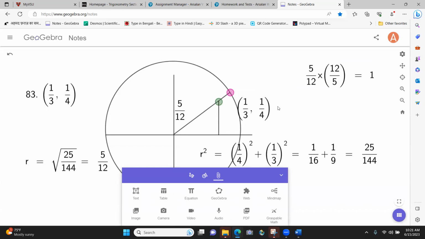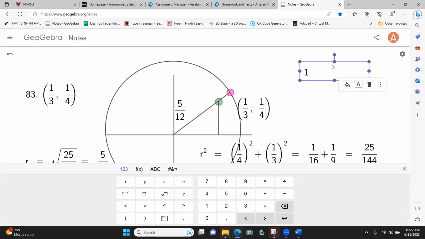Where's 12 divided by 5 coming from? 12 divided by 5 because this thing is 5/12. So you multiply 1/3 by 12/5, 1/4 by 12/5 to find the coordinates of this point. And that's exactly what we're going to do in a second. So I'm going to do it here, but I'm going to eventually write it here.